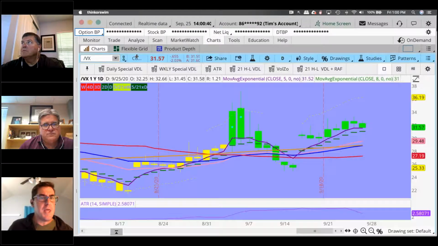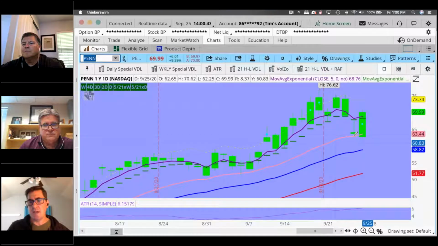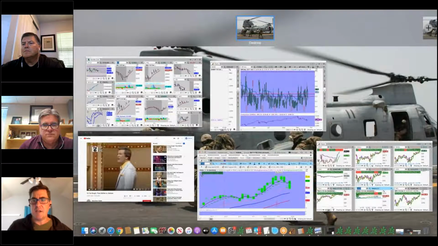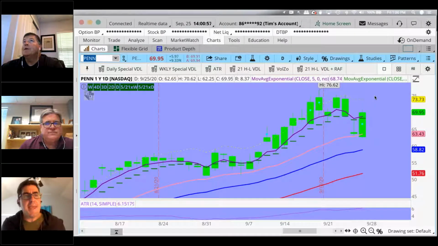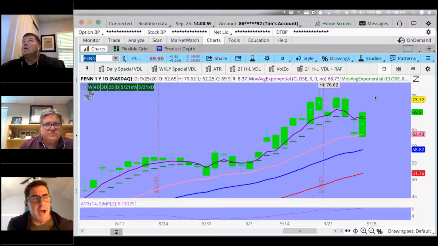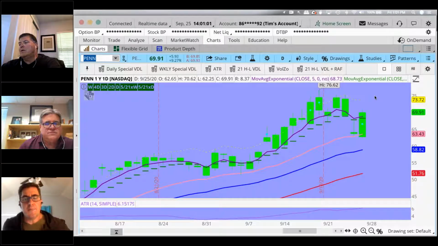But with Penn, I picked up Penn yesterday. Here's yesterday off the 21. I didn't know they issued a secondary, Don. I just saw that's why it plunged yesterday. I can't remember a time where a stock has gone up like this, 10% after a secondary. It's a very good sign. Yeah, it's a rarity.